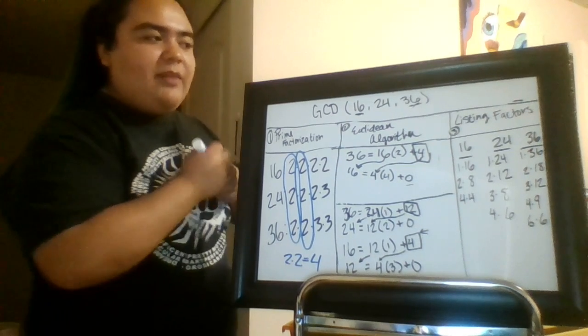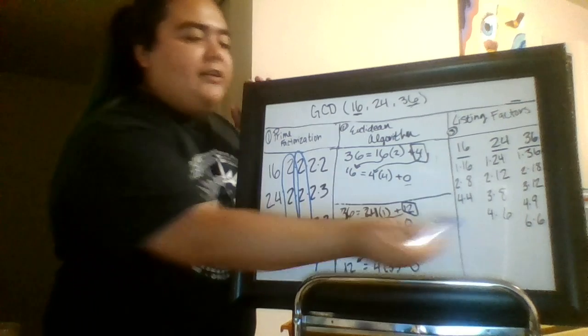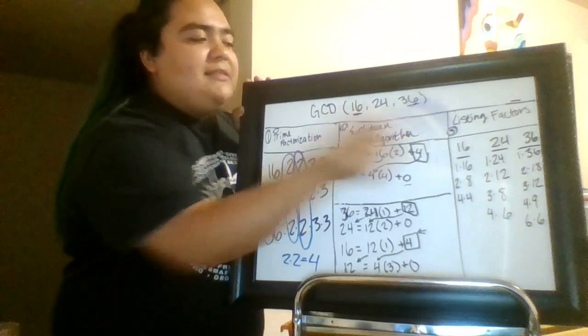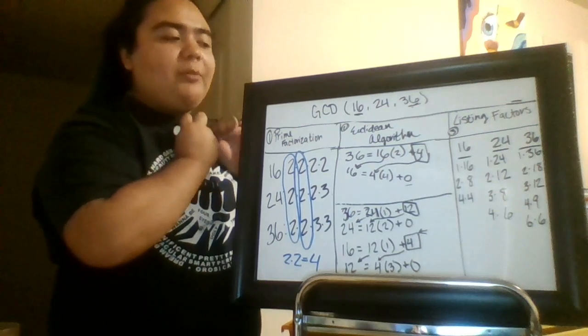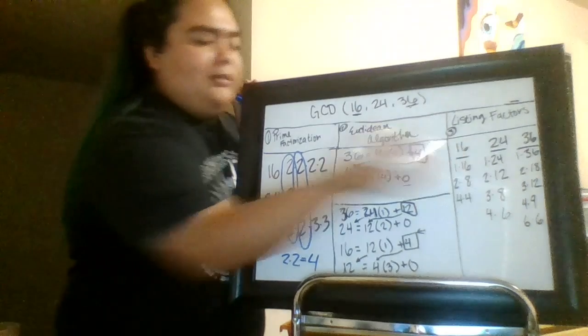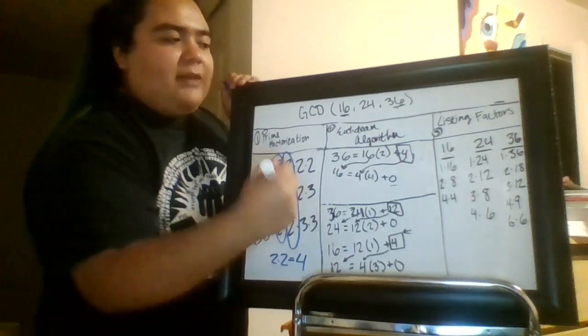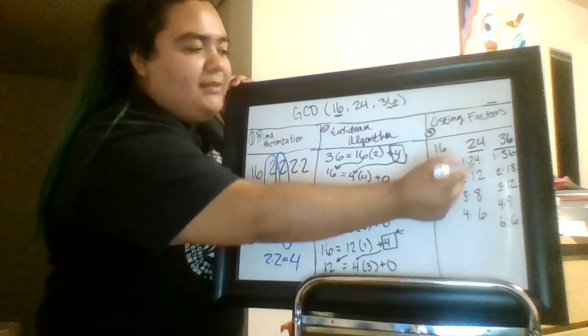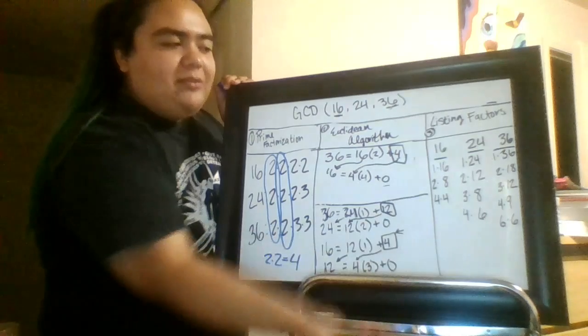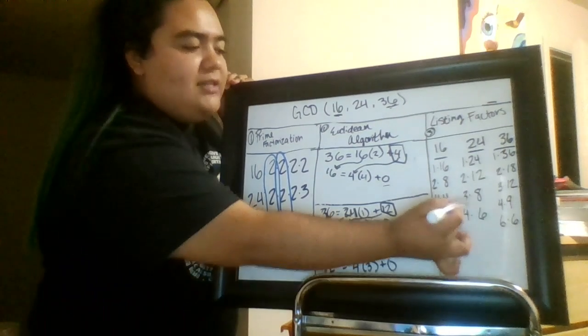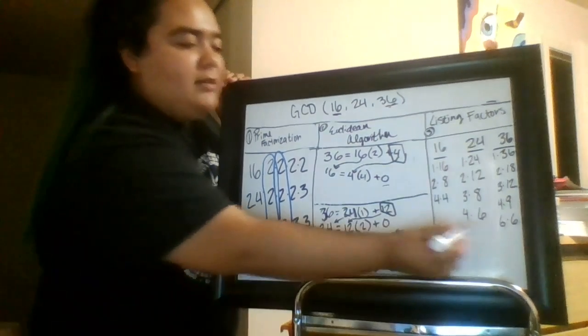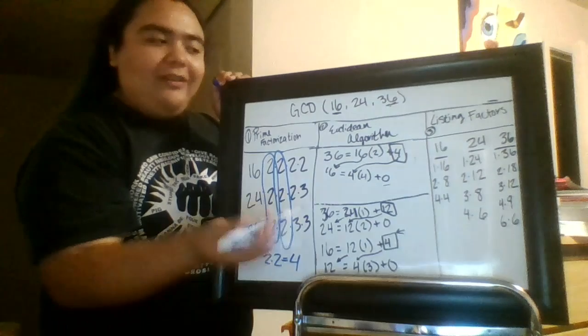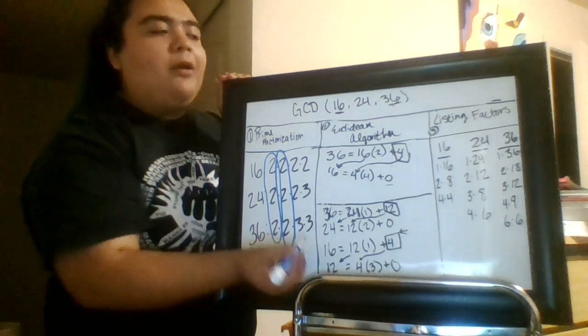In the last method, we are listing all the factors that make up 16. These factors are 2 numbers that equal 16 when multiplied. For example, for 24, 1 times 24 is 24, 2 times 12 is 24, 3 times 8 is 24, and 4 times 6 is 24, and nothing else put together will equal 24.